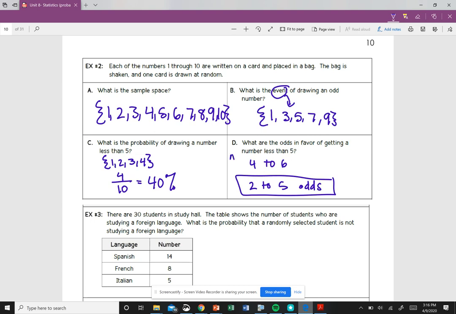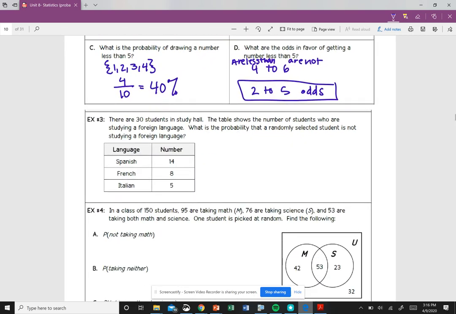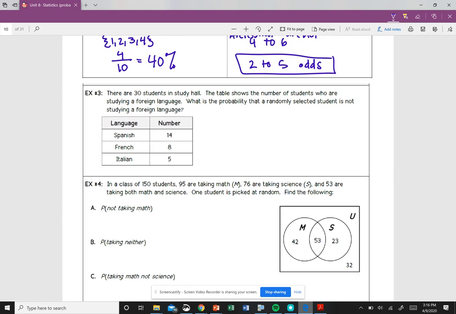Because 4 are less than 5 and 6 are not. Does that make sense? That's what the odds are. All right. Scrolling on down. Working our way down the page.